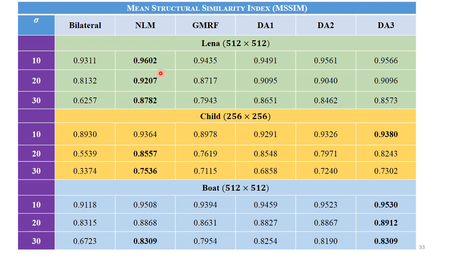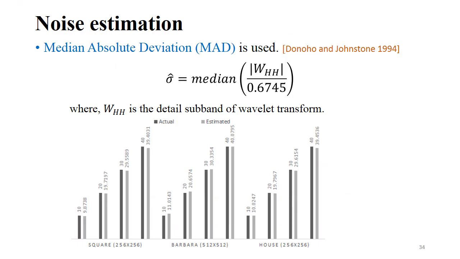So in the Lena image, non-local means gave the better results. In the child image, one has to consider that in case of PSNR, DA3 gave the best results, whereas in this one non-local means is giving the best results. Now in case of the boat image, non-local means was the best with respect to PSNR, but here DA3 is going to be the better one. So identifying these cases also works out in terms of denoising.